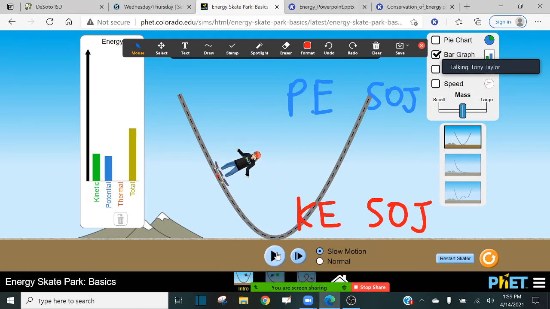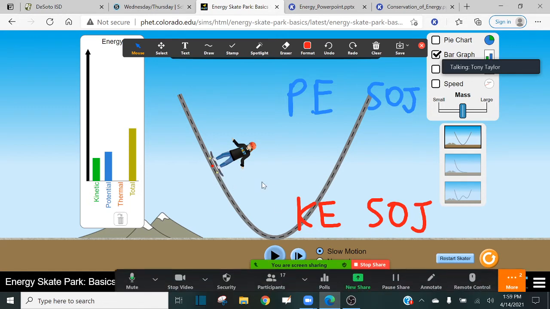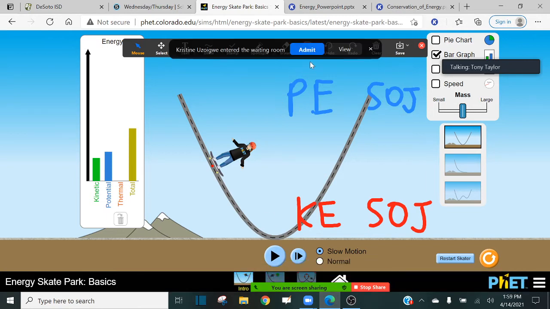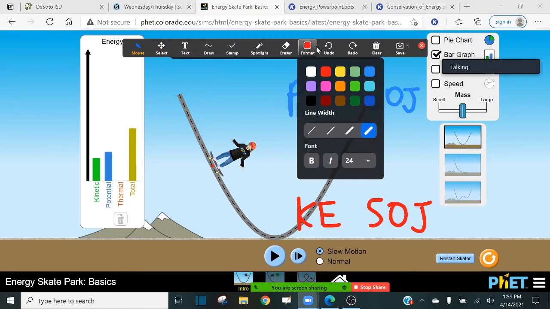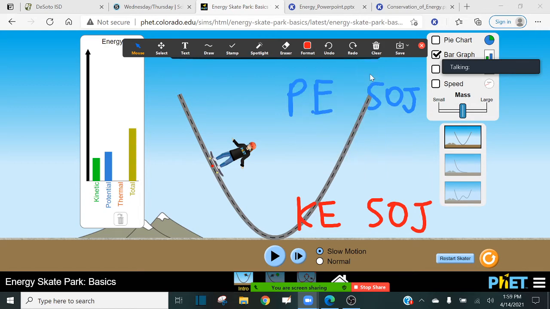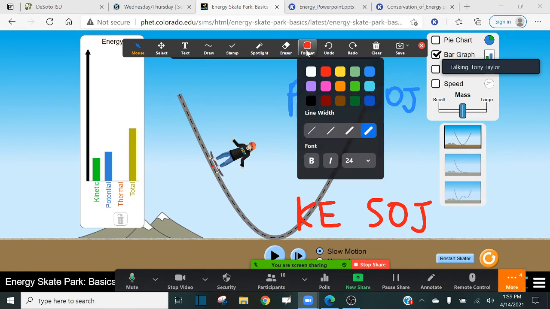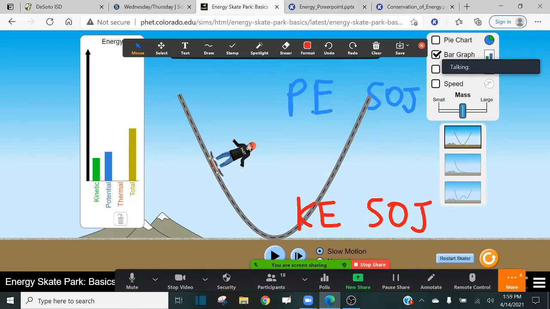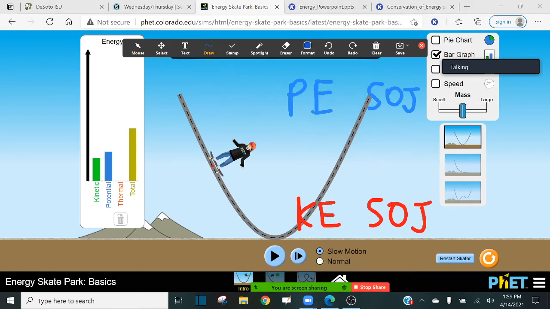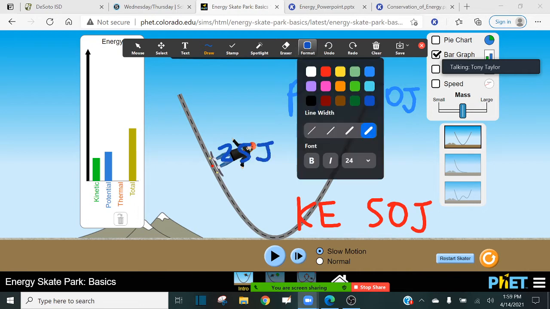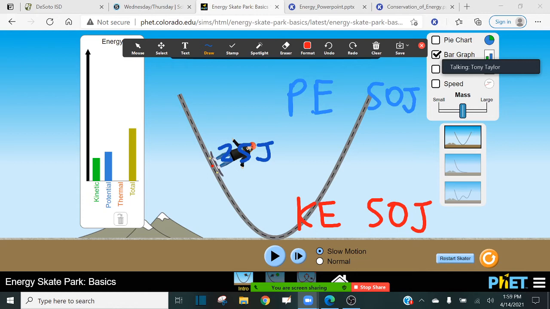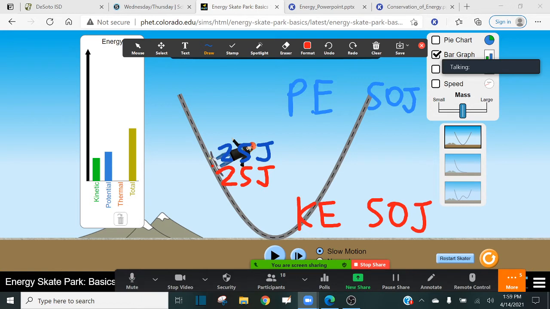Someone tell me, guys, when he reaches his halfway point, assuming he's exactly halfway, how many joules of potential energy do you think he will have at this point? Yes, Stephanie, he would have 25 joules of potential energy. How many joules of kinetic energy will he have? Also 25 joules. Exactly. So y'all see that?